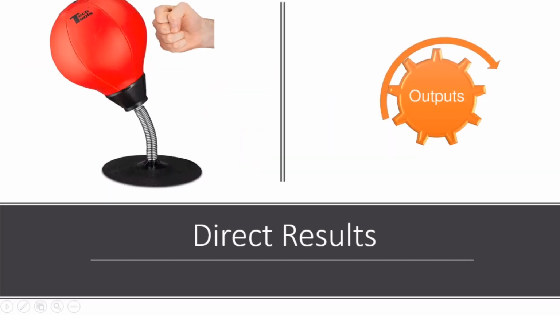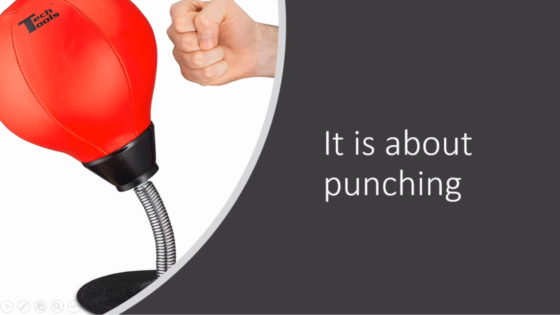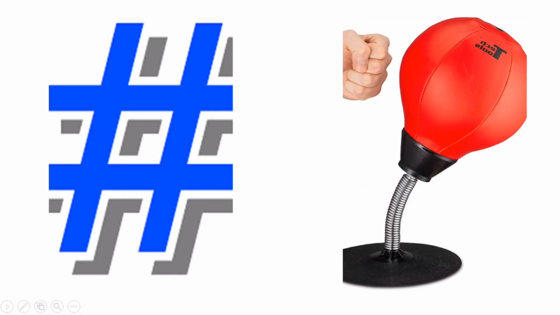What is output? Output is the direct result from the activity. What do we mean by that? Look at this picture. When we punch, the activity is punching. So what is the direct result? As I said on the slide, it is about punching. It's not about the result from the punching, but just focusing on the number of punches.